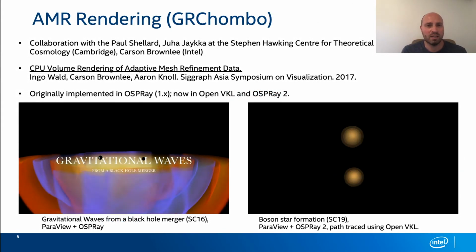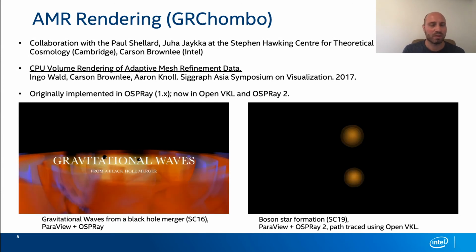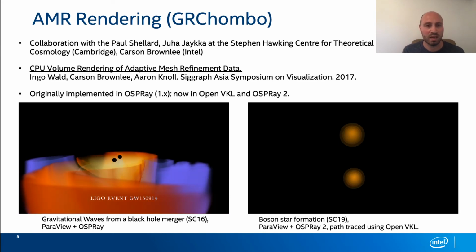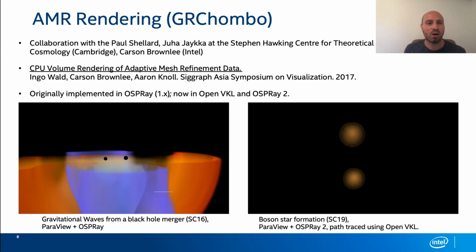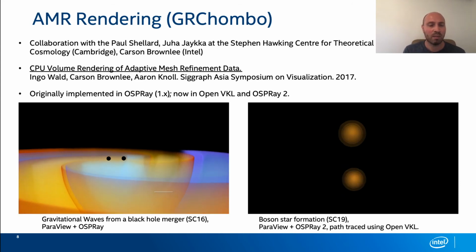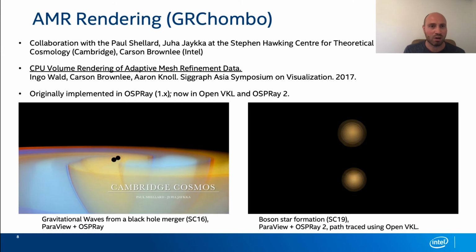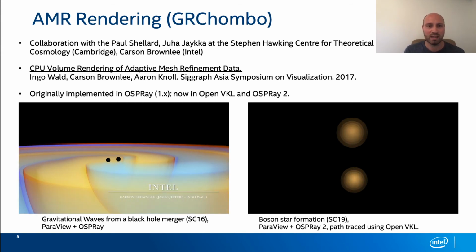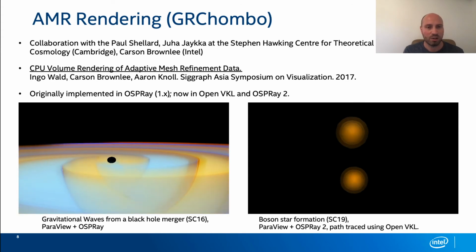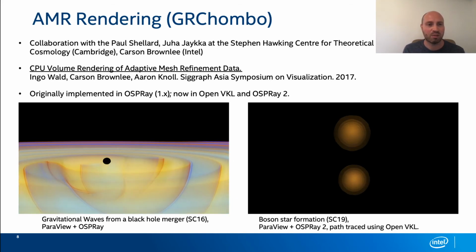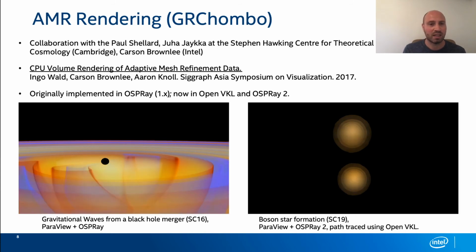Work that we've done several years ago and we've continued to maintain and improve in OpenVKL and OSPRay is AMR rendering, adaptive mesh refinement rendering. In particular, block-structured AMR, namely GRChombo. This is a collaboration we've had with Paul Shellard at the Stephen Hawking Centre for Theoretical Cosmology at Cambridge, and Carson Brownlee at Intel, in particular, has done a lot of work both on the implementation and the production side to really see it come to light.